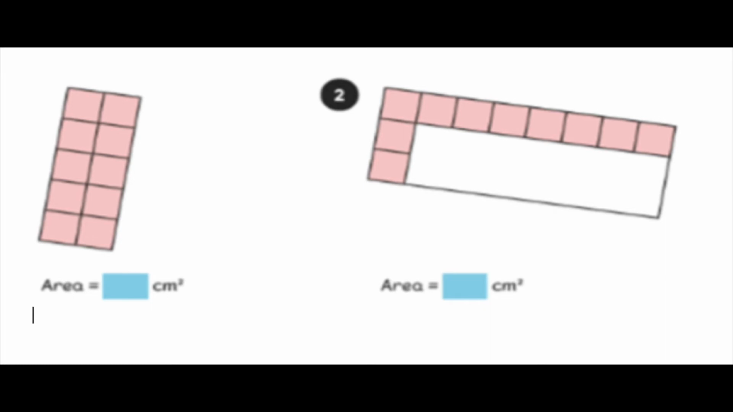Okay, let's go through them. So for the first shape, you could have either counted the boxes in 2s or 5s, but you should have found that there was 10 boxes, so that means that the area of that shape is 10 centimetres squared. The second one, there are 3 rows of 8 or 8 rows of 3, and so we times those together, and the area of that rectangle is 24 centimetres squared.